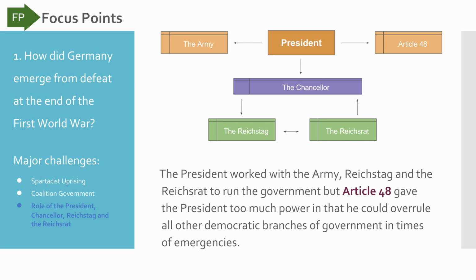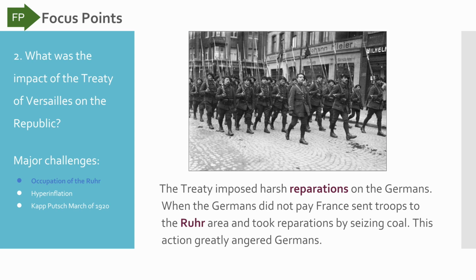Let's take a look at focus point number 2 now. What was the impact of the Treaty of Versailles on the Republic? One of the first challenges that Germany faced is that it had all these large reparations that it needed to pay, but at the time didn't have a lot of money in order to pay.